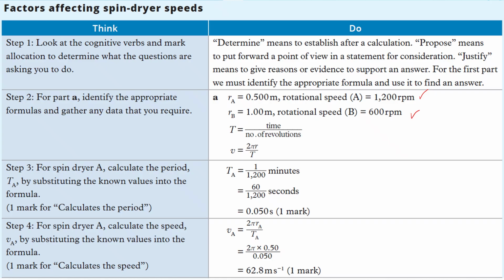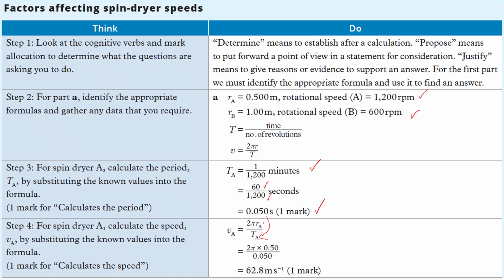So the first thing we can do is work out a period. Now, sure, you can do it in minutes, but that's pretty useless because we want standard units of seconds. So in a 60-second minute, it does 1,200 revolutions. So each revolution is 0.05 of a second. Now, we can take that and put it into our formula here.